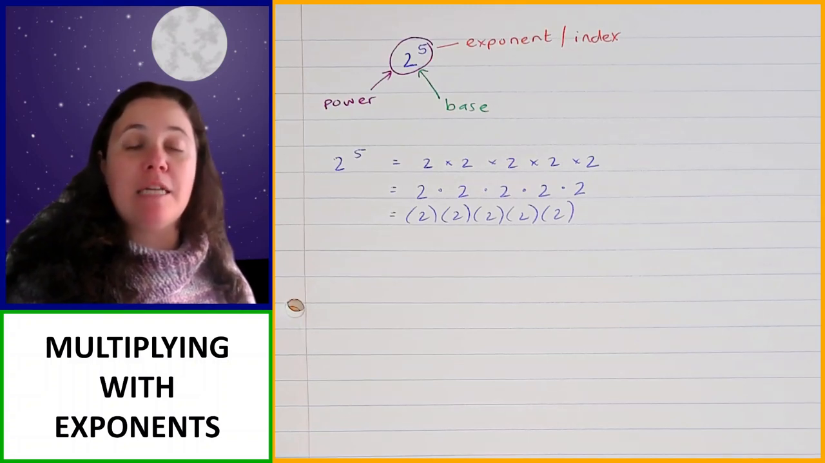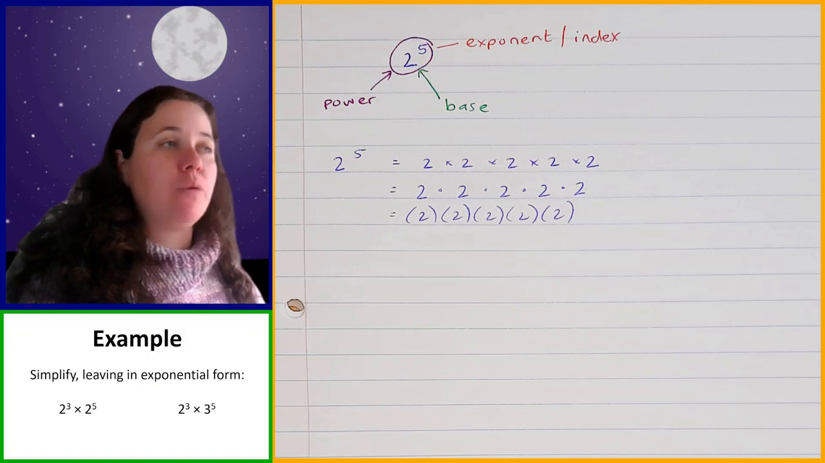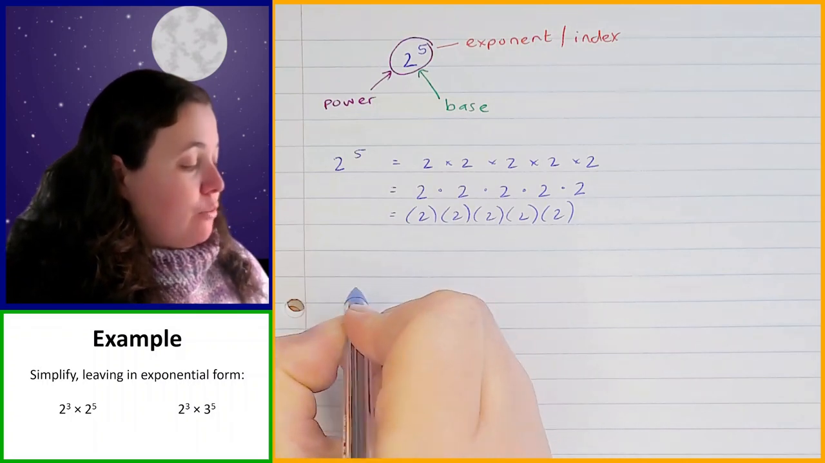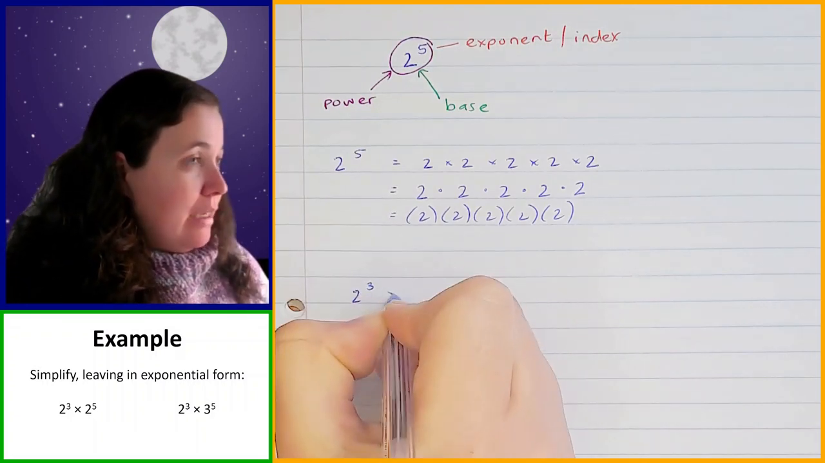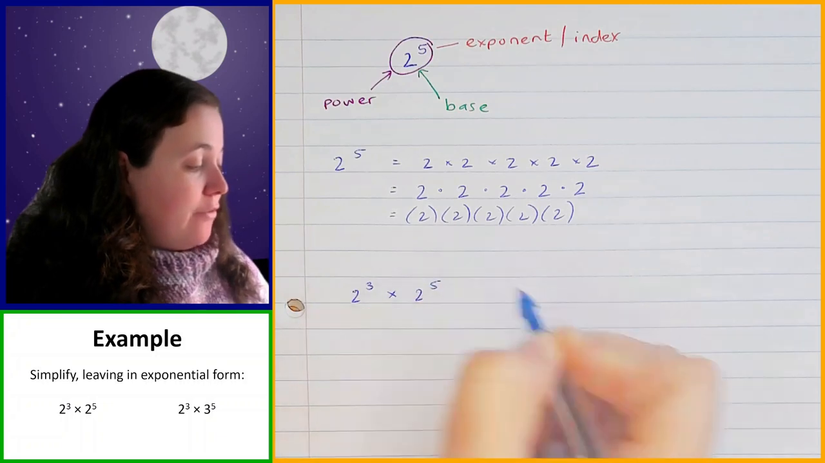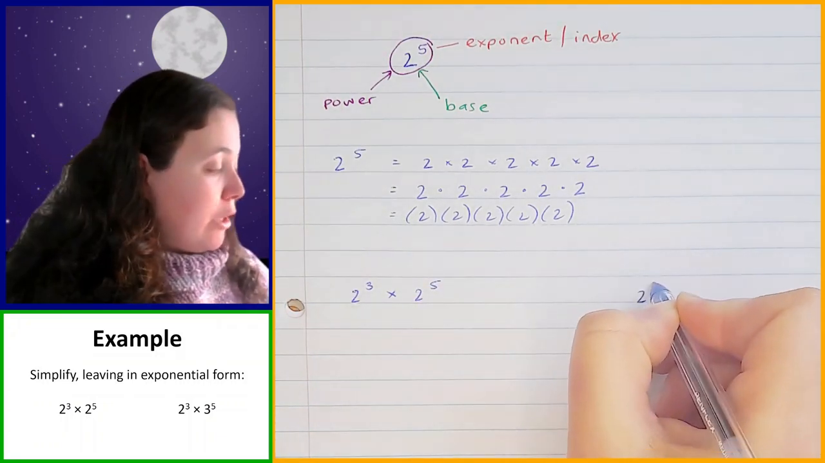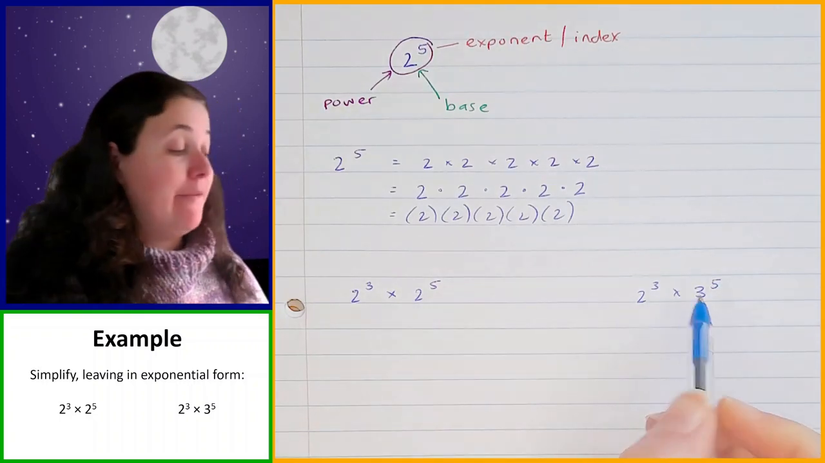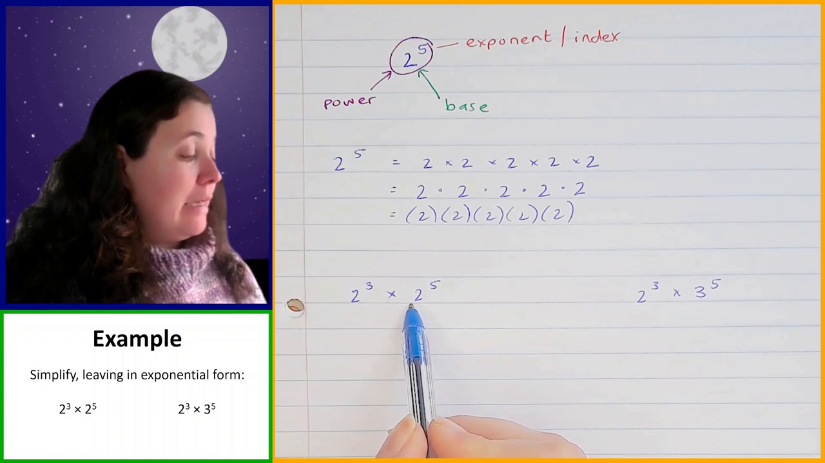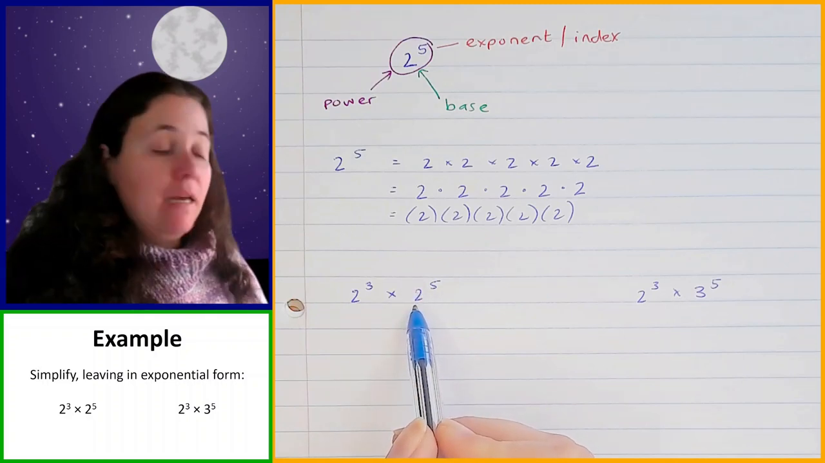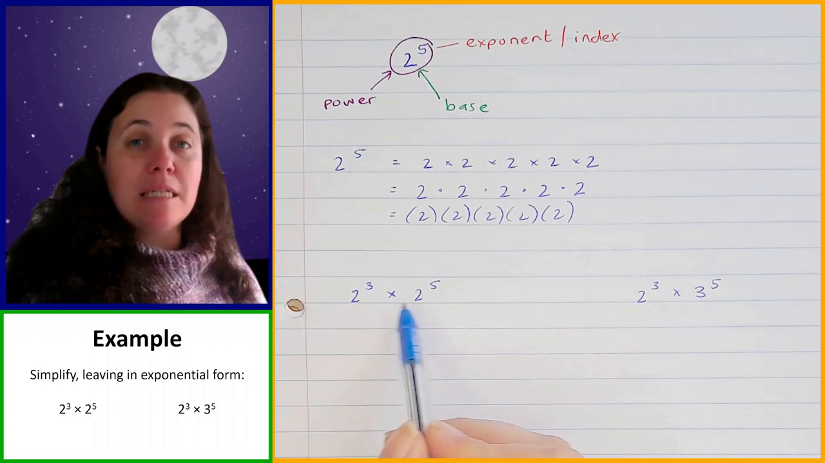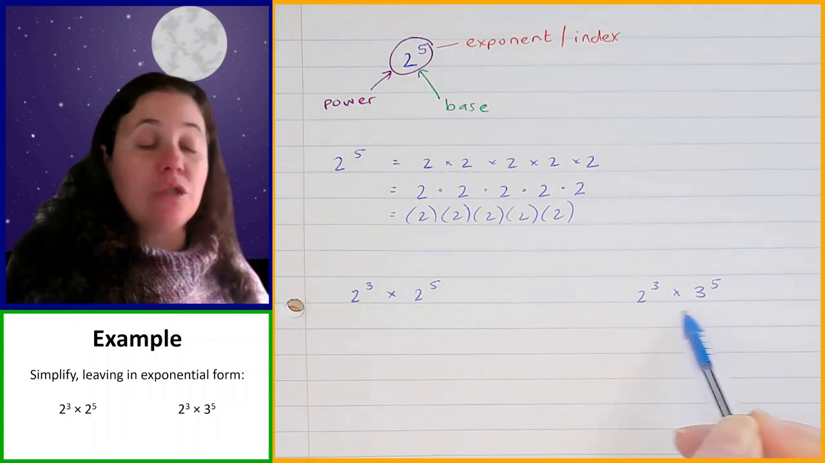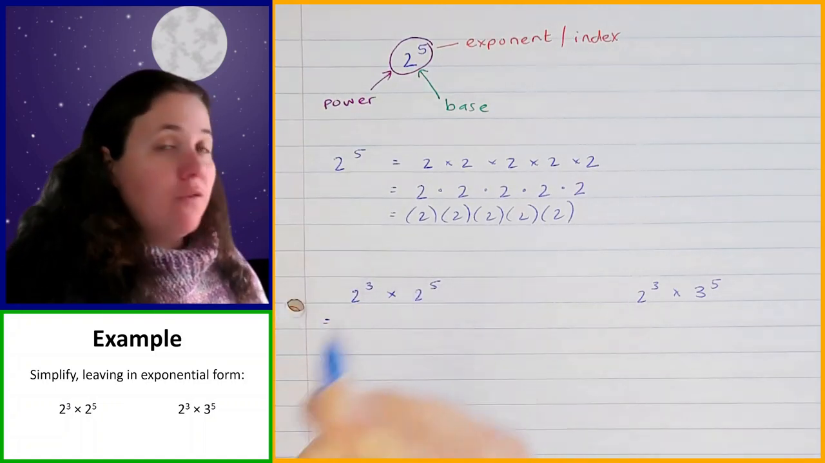Now let's take a look at what's going to happen when we are multiplying things together, where both of the things we're multiplying have exponents. Here we've got 2 examples that we're going to be comparing. In the first example, I have 2 to the power of 3 times 2 to the power of 5. In the second example, I have 2 to the power of 3 times 3 to the power of 5. They look very similar, but there is a significant difference: over here I've got 2 and 2 as my bases, so both of the bases are the same, but here I've got 2 and 3 as my bases, so the bases are different.